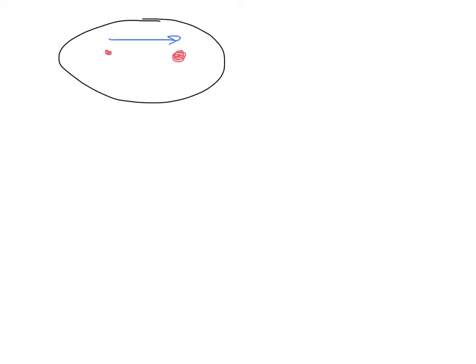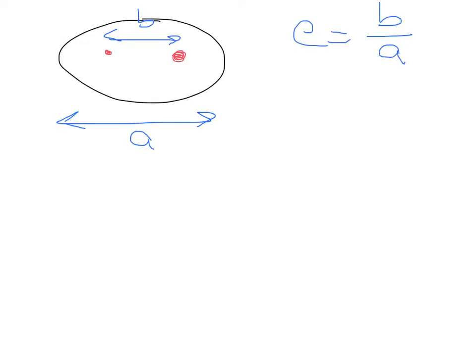So here, let's call this distance B, and call this distance A. The eccentricity is B over A, the distance between the foci over the major axis. In the problem they've given you part of this. They've given you this here, and they've given you the E.